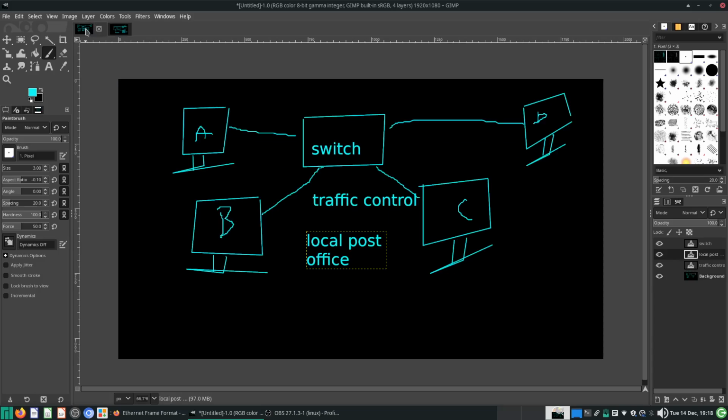Alright, so for Ethernet it's pretty much the same thing. For Ethernet switches, it is pretty much the same thing. A will have to send a piece of mail, so to speak, a letter.